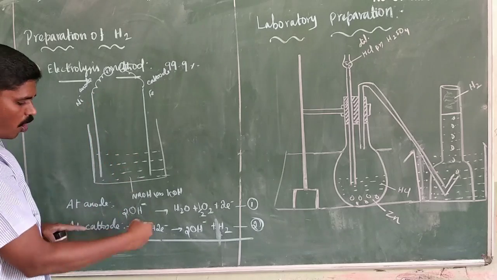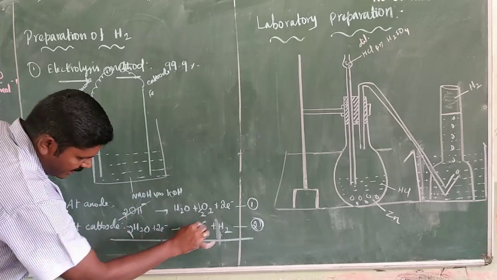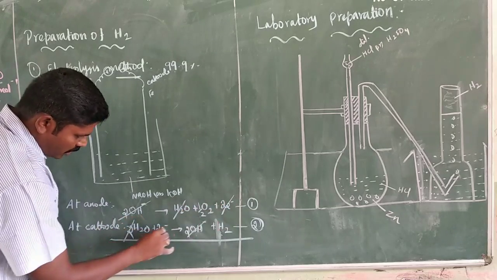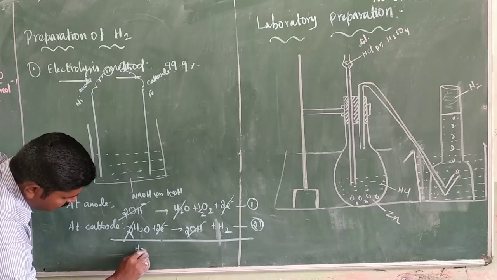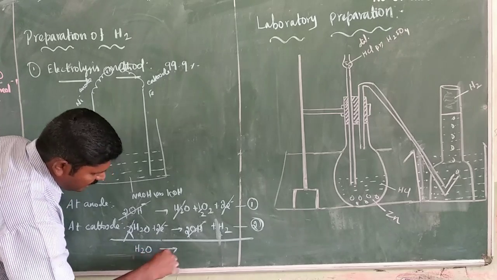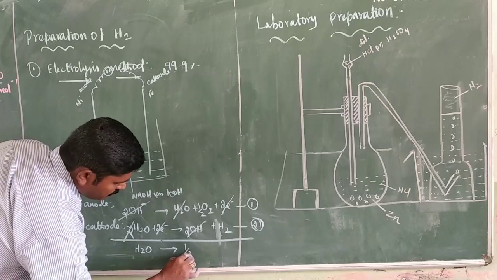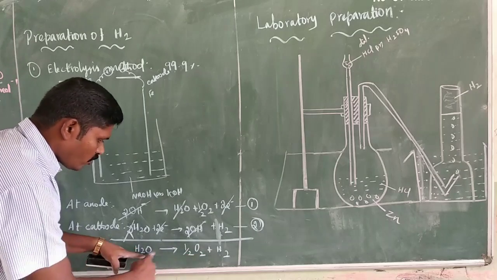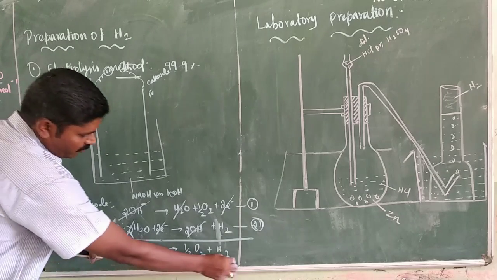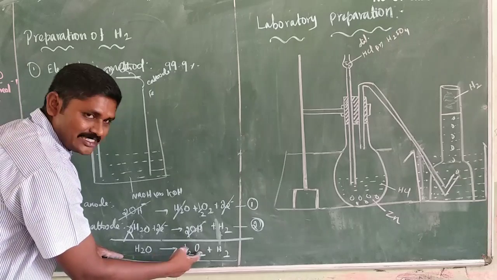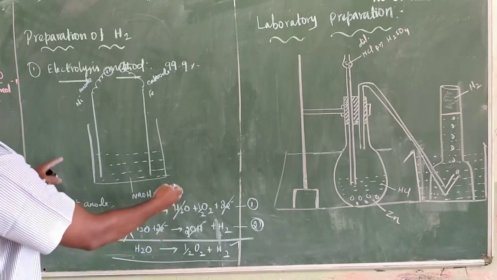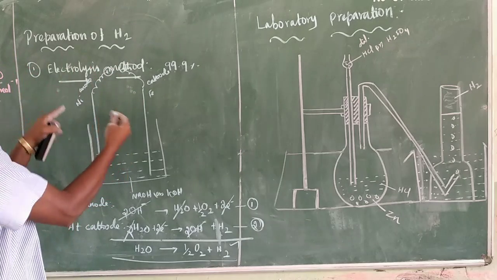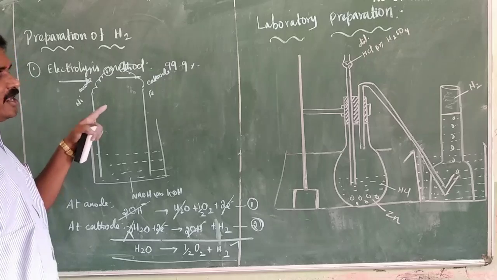In the overall reaction, the 2 OH minus ions cancel, 1 mole of water is cancelled, and the 2 electrons are cancelled. So water is converted into oxygen and hydrogen, 2 hydrogen and 1 oxygen. The electrolysis of water gives oxygen and hydrogen gas. The electrolysis method is not economical for large scale production.